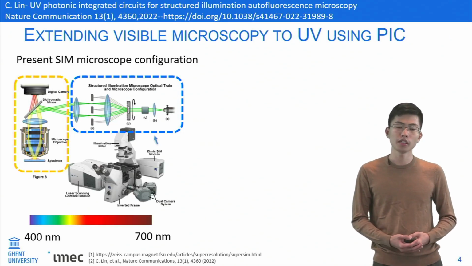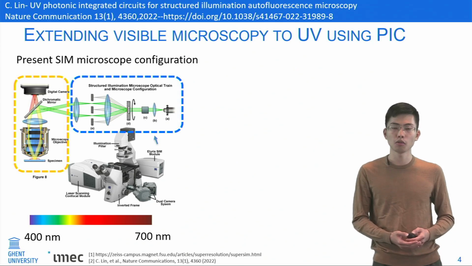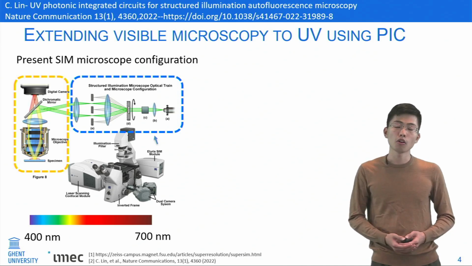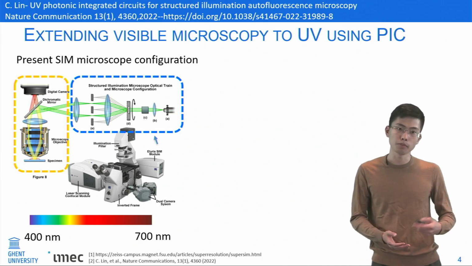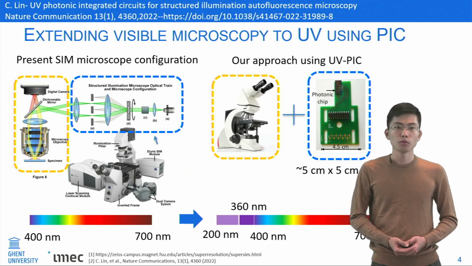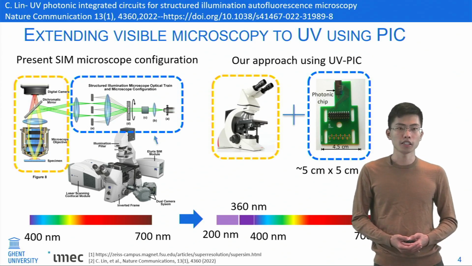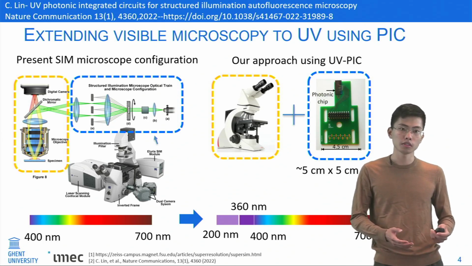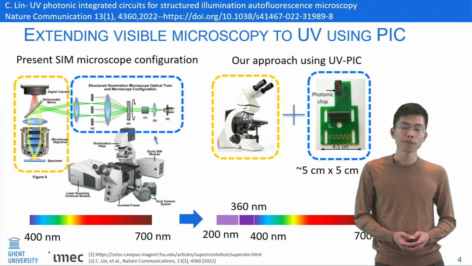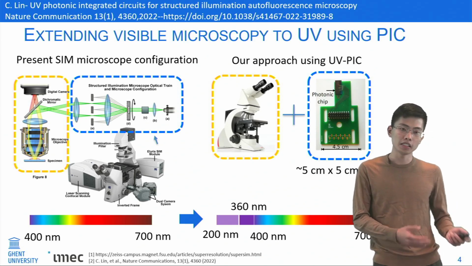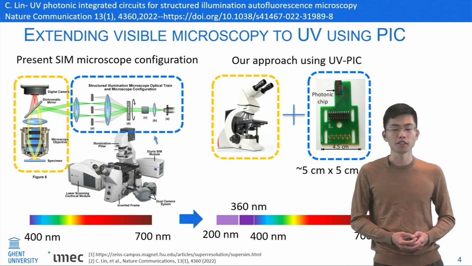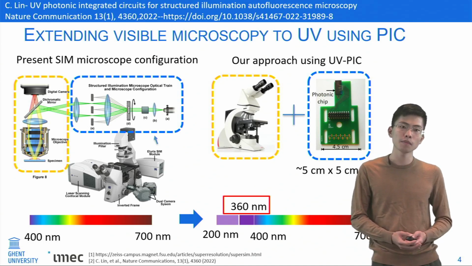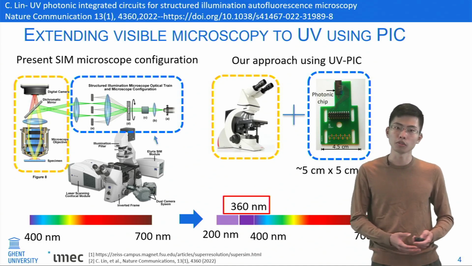The current structured illumination setup includes a standard conventional microscope and a module to generate the structured illumination. But currently it can only work at visible wavelengths and it's bulky. In our approach, we are proposing UV-compatible photonic integrated circuits to replace this module and reduce the dimension to a size of 5 cm by 5 cm. And more importantly, we can extend the working wavelengths from visible to the UV wavelengths. In this work, we use a laser operating at a wavelength of 360 nanometers as an example to demonstrate this concept.